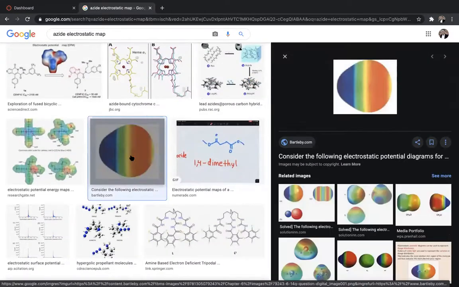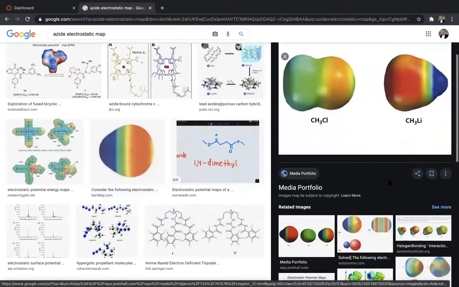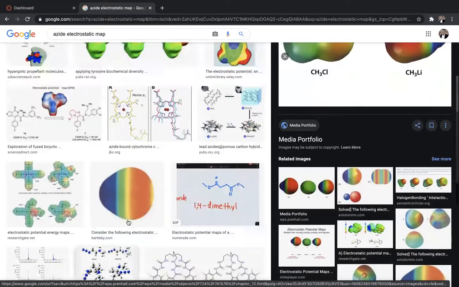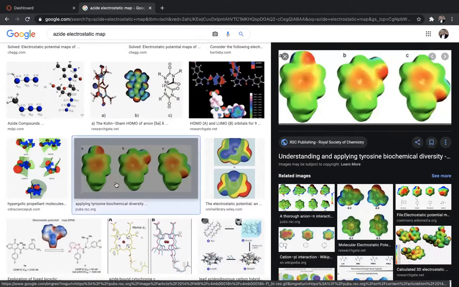Let me see if there's a better one. Look at this, this is perfect. That's the electrostatic map, basically, showing red means electrons, blue means positive. So negative, positive. And essentially, look at that, it looks like a bullet, right? Here's another example. We like nucleophiles that look like that, not things that look like that. We don't want blobs, okay?